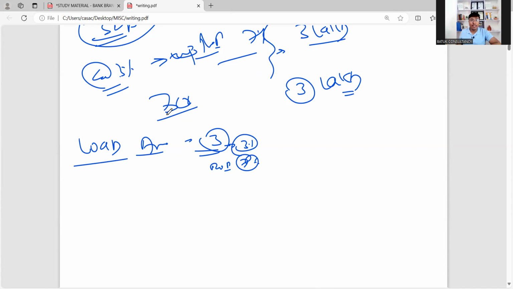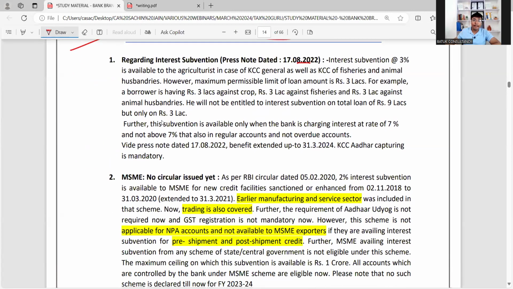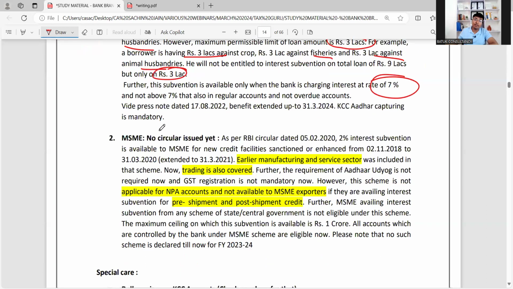Also in case of MSME loan, there is an interest subvention of 2%. Interest subvention at the rate of 3% is available to agriculturalists in case of KCC crop, as well as KCC for fisheries and KCC for animal husbandry. However, the maximum permissible limit of loan is 3 lakh rupees. For example, a borrower has 3 lakh rupees against crop, 3 lakh against fisheries, and 3 lakh against animal husbandry. In that case, interest subvention will be only for 3 lakh rupees and ROI should be 7%. This is the notification dated 17/8/2022, benefit extended up to 31/3/2024.